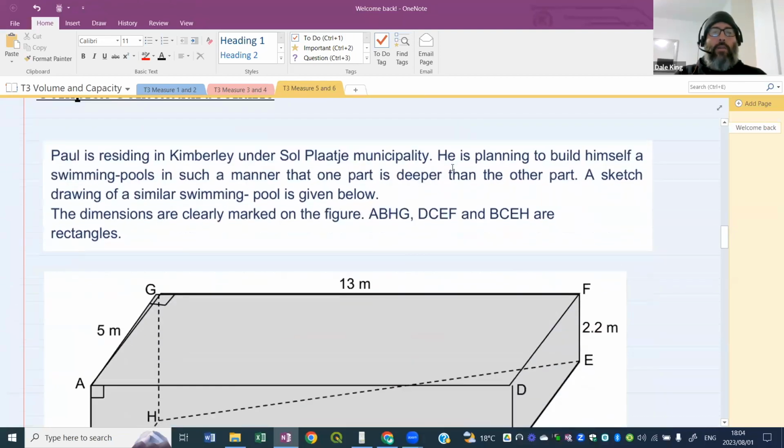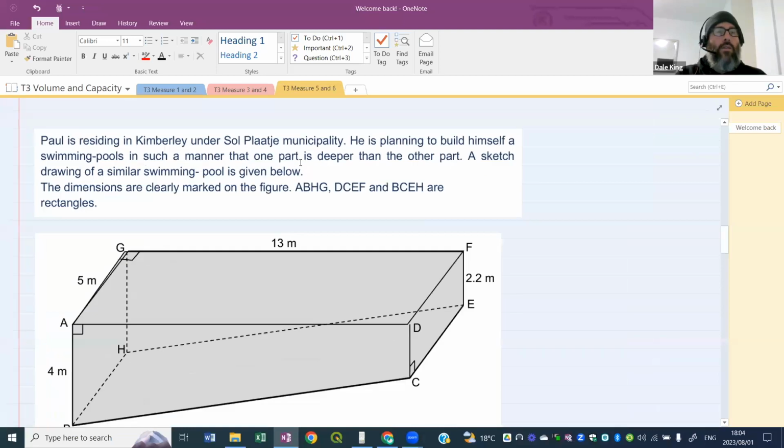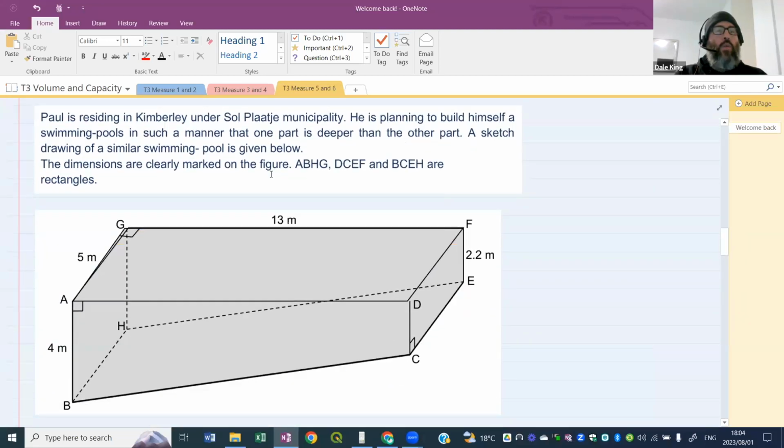Here is the scenario. Let's get straight into it. I'm going to zoom out a little bit so you can see the whole thing. There we go. So Paul is residing in Kimberley under Salt Lake municipality. He is planning to build himself a swimming pool.